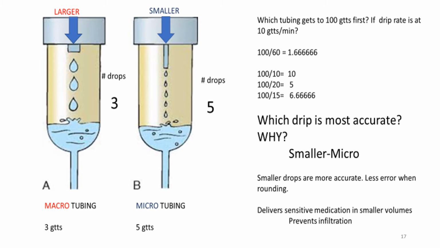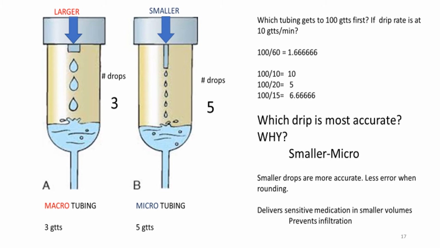One of the other things you can see here that I've talked about is that the macro tubing is larger. Let's say your drip rate is 10 drops per minute. It's going to take a lot less time with the macro tubing to reach 1 ml than with the micro tubing dripping 5 drops, because even though you're getting 5 drops, they're smaller. So try not to confuse those. You can see I have a couple of examples over here, and you can just look at that.